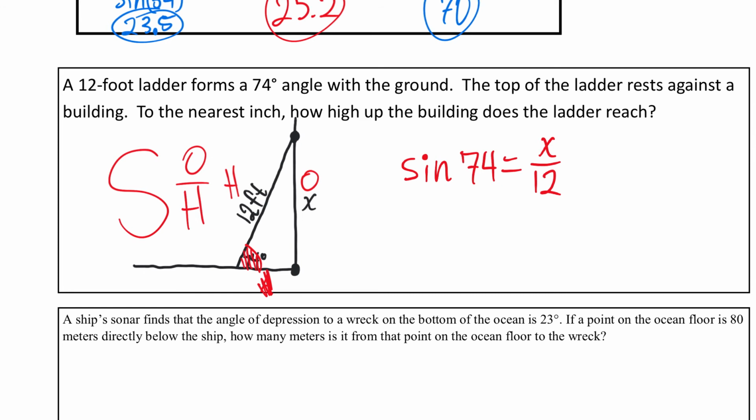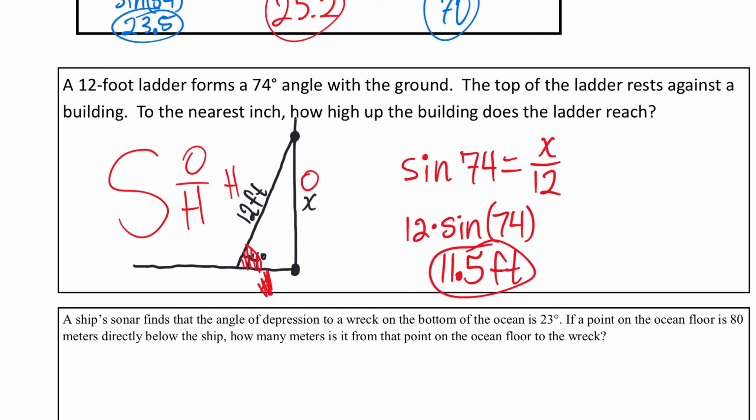So I'm going to multiply here: 12 times sine of 74. What does that give you? Yep, 11.5 feet.